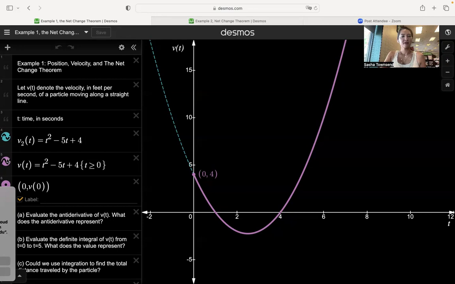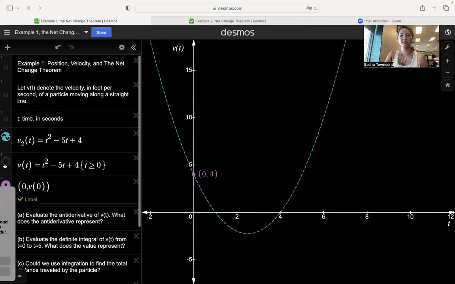Now the velocity function, or the function t squared minus 5t plus 4, looks like this. It's that parabola with that vertex at x equals 2.5. I'm not actually sure what that y value is. It looks like maybe y equals -2. I'm not 100% sure. But we've got this function. We're not interested in the whole thing though. We're only interested in that part where t is greater than or equal to 0. So we graph that. This is our function.